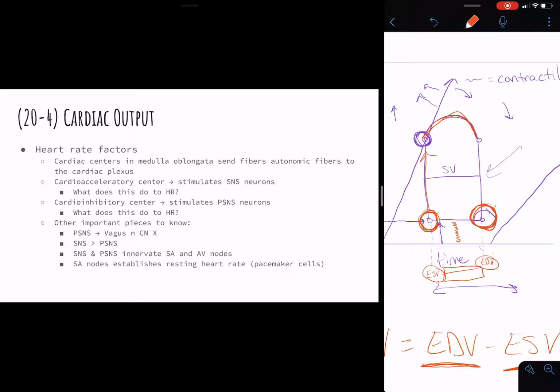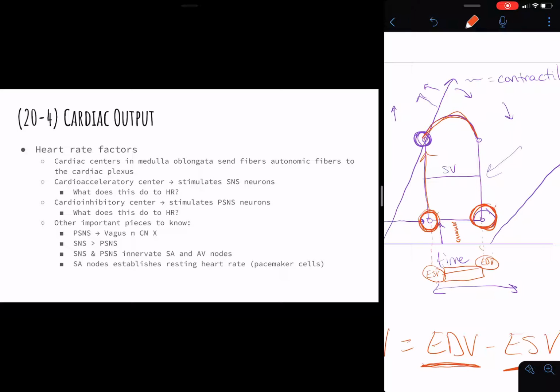First, we have cardiac centers. These cardiac centers are going to be found in the brainstem, in the medulla oblongata. And we know that they're in the medulla oblongata because if you remember from 201, the medulla oblongata is in charge of resting heart rate, among other things as well. We're going to have these cardiac centers send fibers down to the heart itself to tell it what to do. And we have two different centers.